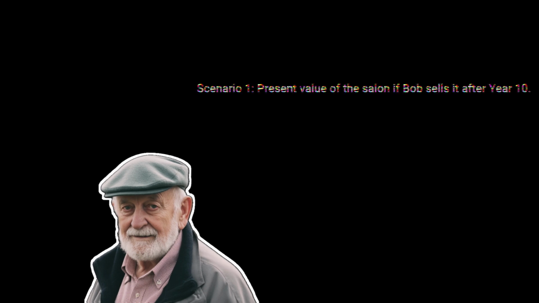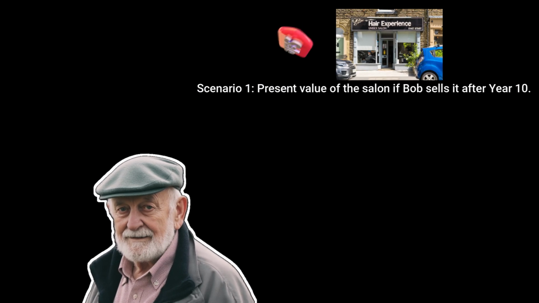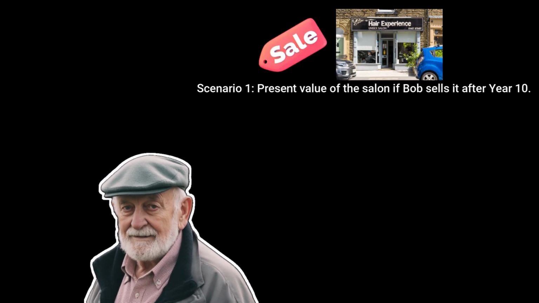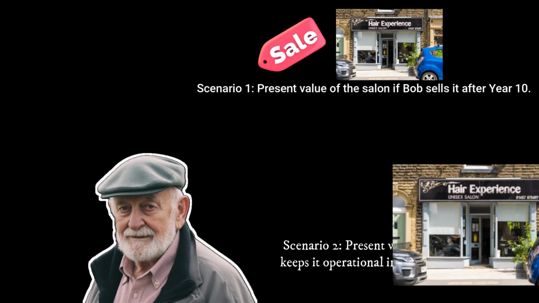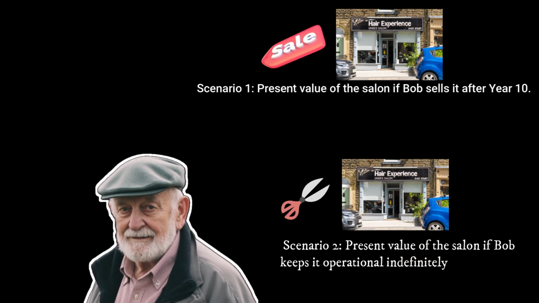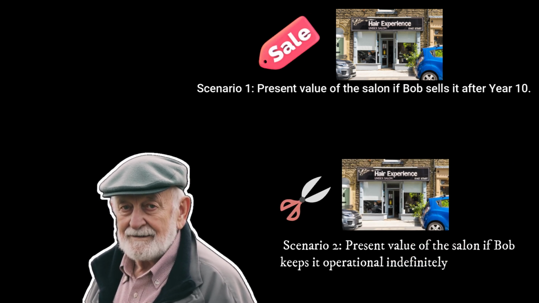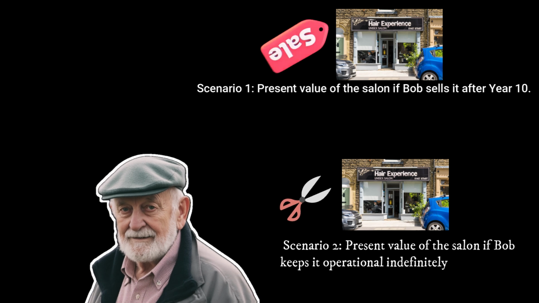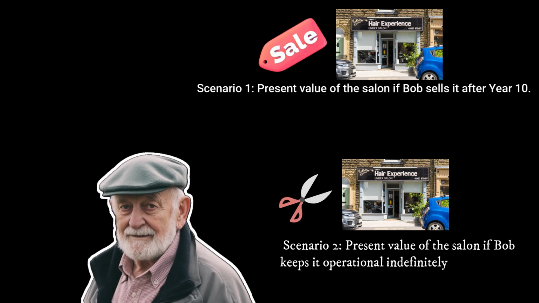In this video, we will discuss two scenarios. Scenario 1, present value of the salon if Bob sells it after year 10. Scenario 2, present value of the salon if Bob keeps it operational indefinitely. Let's analyze which option makes more financial sense.